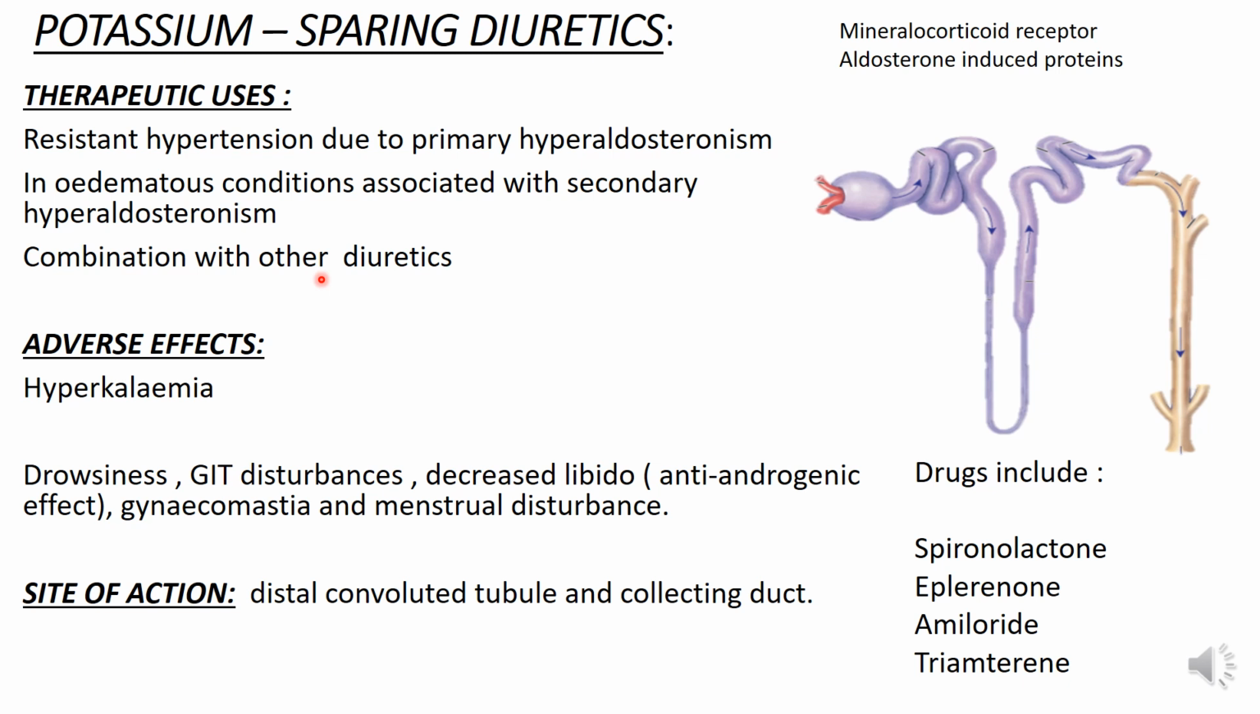Okay. Now what will be the adverse effects? For example, if the person already has a normal level of potassium and you give potassium sparing diuretics, it will lead to hyperkalemia because it prevents the loss of potassium. It can also cause drowsiness, GI disturbance such as nausea and vomiting, decreased libido, which is an anti-androgenic effect, gynecomastia, in which a male secretes milk from the breast, and menstrual disturbance.